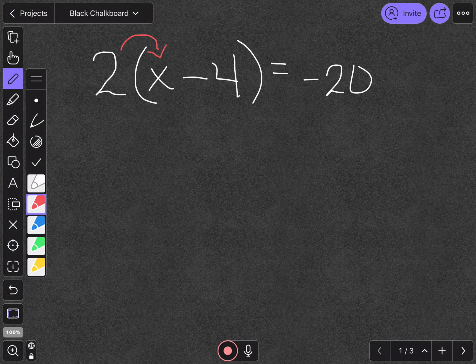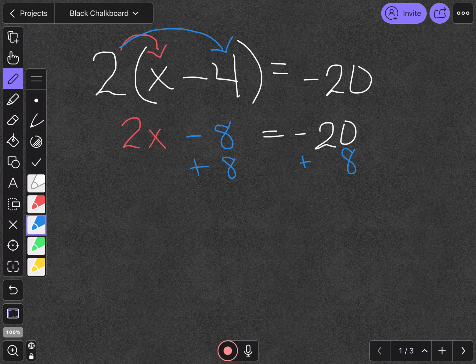2 times x is 2x. 2 times negative 4 is going to be negative 8, equal to negative 20. Then I'm going to solve by doing the opposite. So here I have 2x minus 8 equals negative 20. I need to move the negative 8 first. 8 is already being subtracted, so I'm going to do the opposite, which is add 8 to both sides of the equal sign. These cancel each other out.